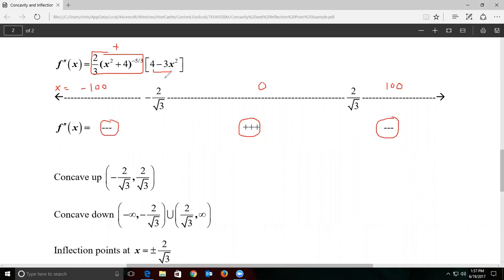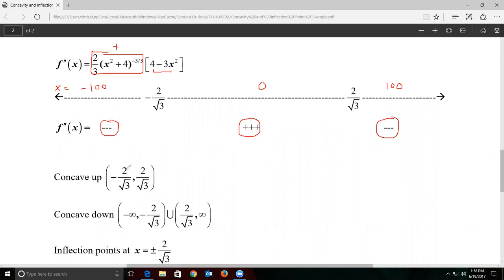When I plug in negative 100, I have 4 minus 3 times negative 100 squared, which is going to be some big number. So that's going to be very negative. When I plug in 0, I get 4. So that's going to be positive. And when I plug in 100, again, that 100 squared is going to be giving me 4 minus 3 times 100 squared. So that's very negative. So this tells us the concavity of the function.